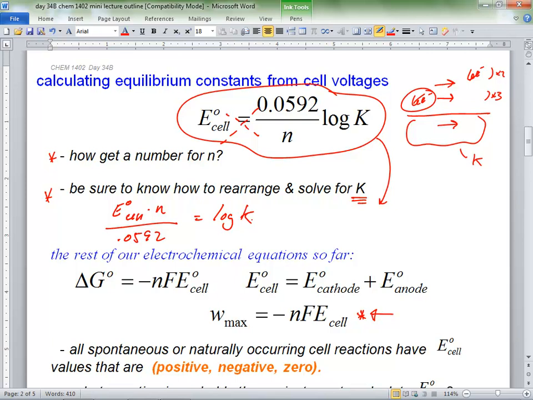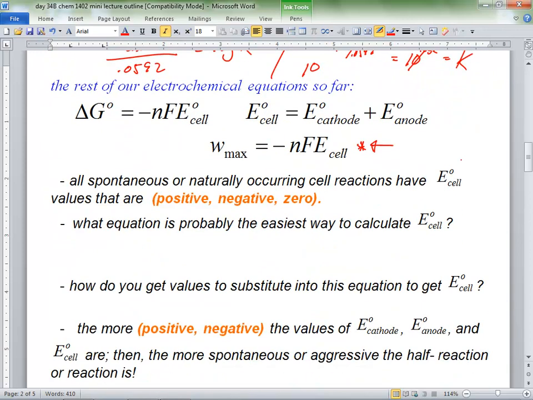We got rid of log. How do we do that? Raise it to the 10. Oh man, you guys are on. They're showing off for you, sister. So we're going to raise both sides to the 10. So 10 to the E0 cell times n over 0.0592 equals 10 to the log K. But those are inverse functions, so they're gone, right? So that's just K. Okay, so know how to manipulate that and solve for K. So here's all of our electrochemical equations that we've got so far.